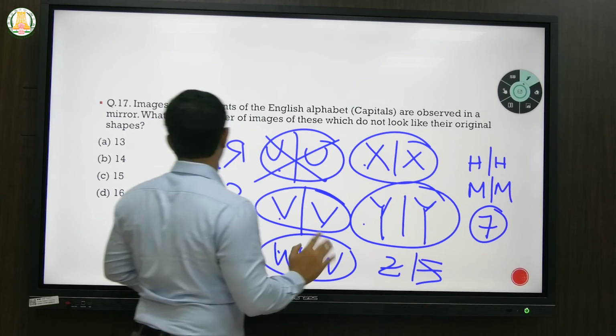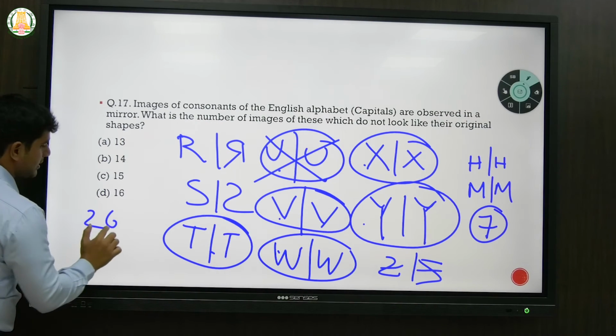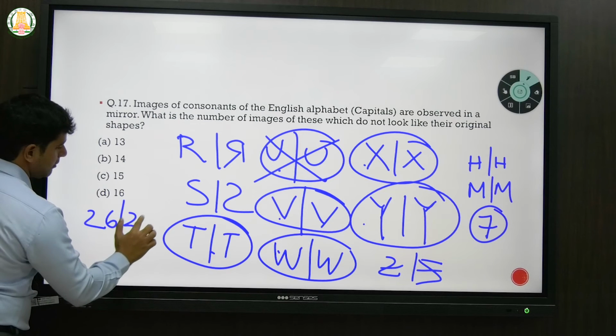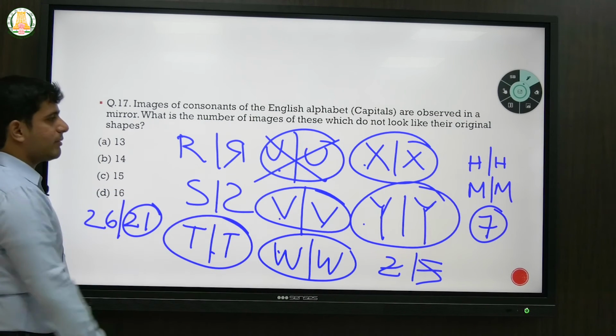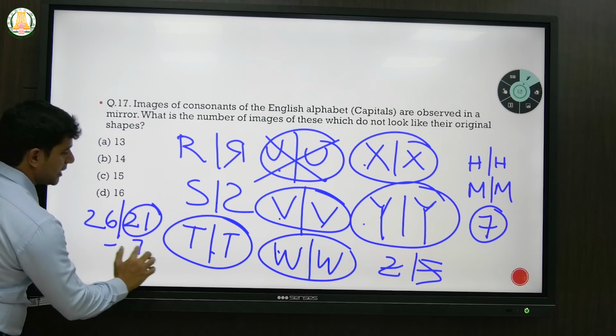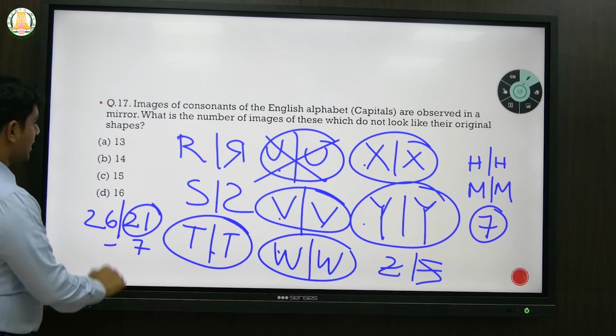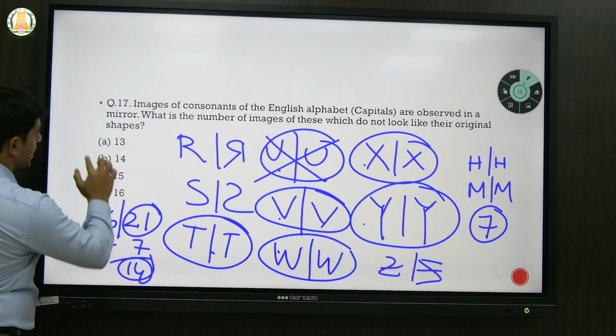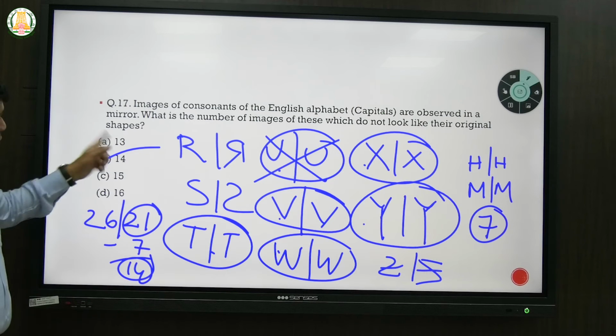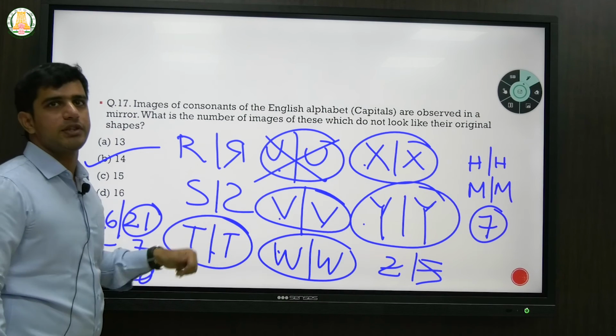So out of 26 letters in the alphabet, you have 21 consonants, out of which 7 of them are mirror images of themselves. So 21 minus 7 is 14, so your answer is 14. There are 14 consonants which are not mirror images of each other.